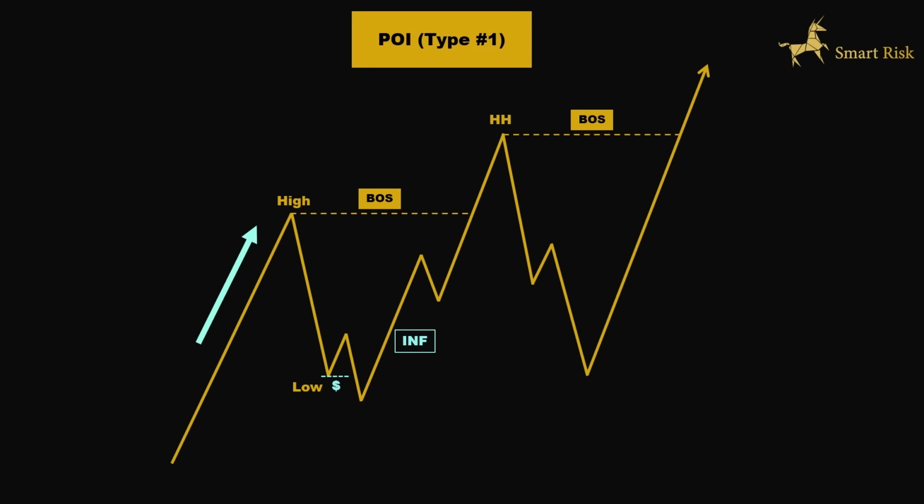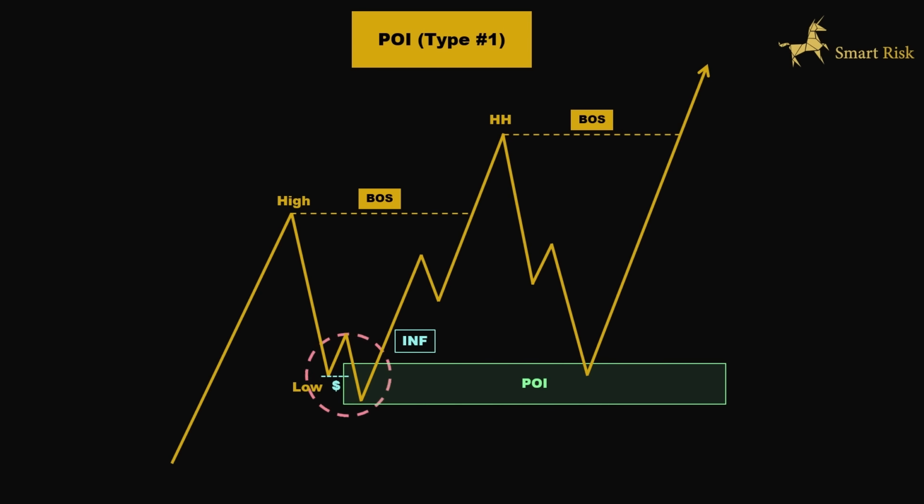Following the rally, it retraced downward and swept the liquidity below the previous low. However, it quickly reversed its direction and moved back up, leaving behind a significant inefficiency. Furthermore, it formed an internal high, followed by a minor pullback, accompanied by a strong upward move that led to a break of the structure.